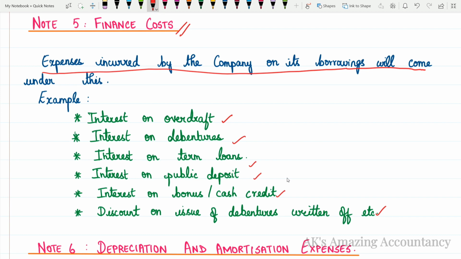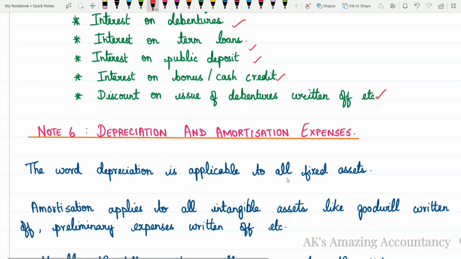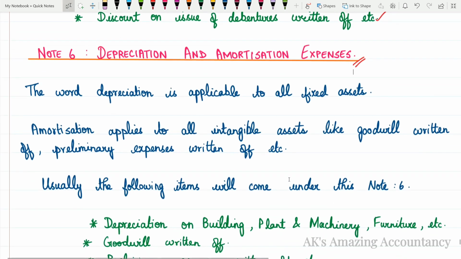Now let us proceed with the next note, that is note 6. Note 6 is for depreciation and amortization expenses. As you all know very well, depreciation is applicable to all the fixed assets. You will be having depreciation on land, depreciation on building, depreciation on plant and machinery, depreciation on furniture, and so on. But you may not be familiar with amortization expenses.